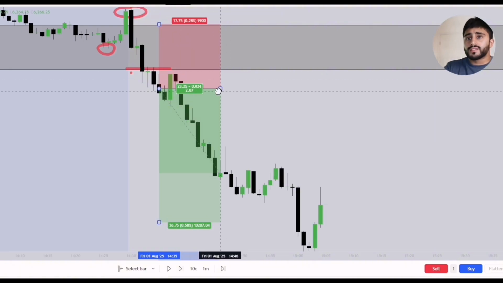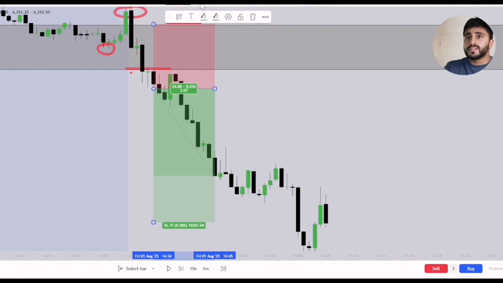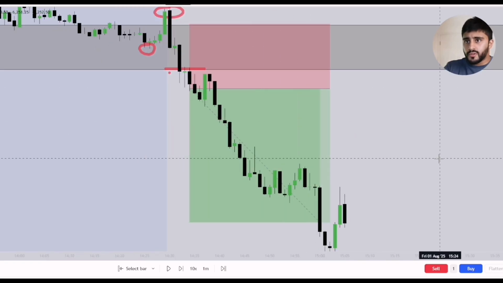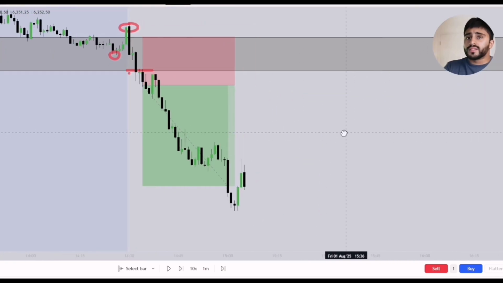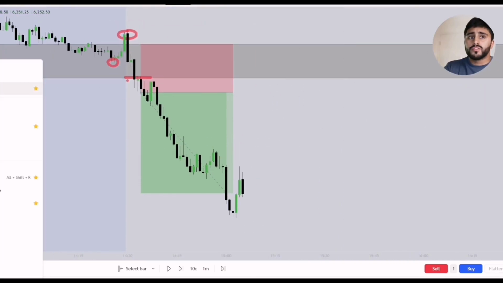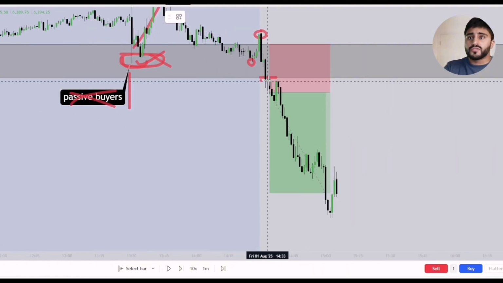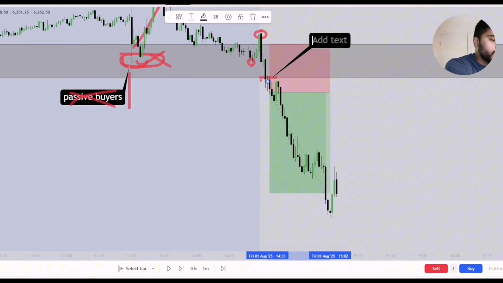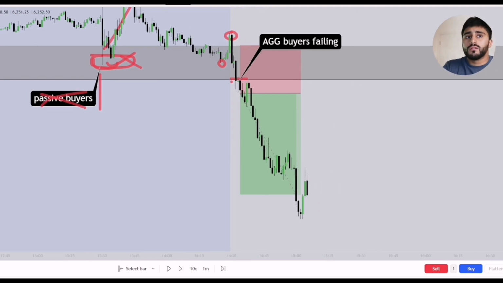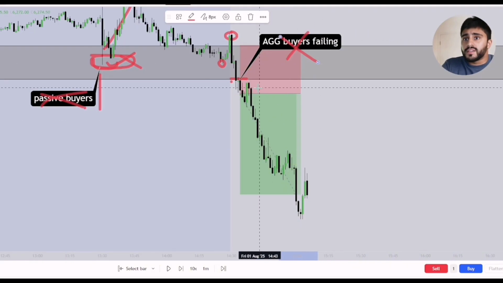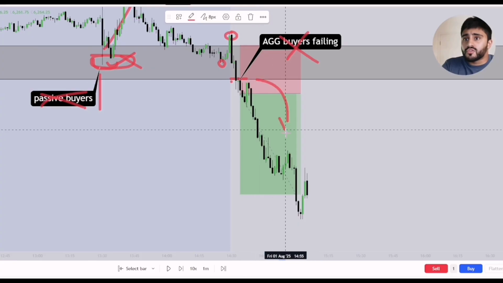I wanted traders to understand how the market works in terms of buyers and sellers, right? So the reason this trade was essentially valid is because of two main reasons. We saw passive buyers failing, that's the first reason, and over here we saw aggressive buyers failing, right? So we saw two types of buyers, and the only types of buyers that are failing. So if these buyers have failed and these buyers have failed, it shows us that sellers are in control.